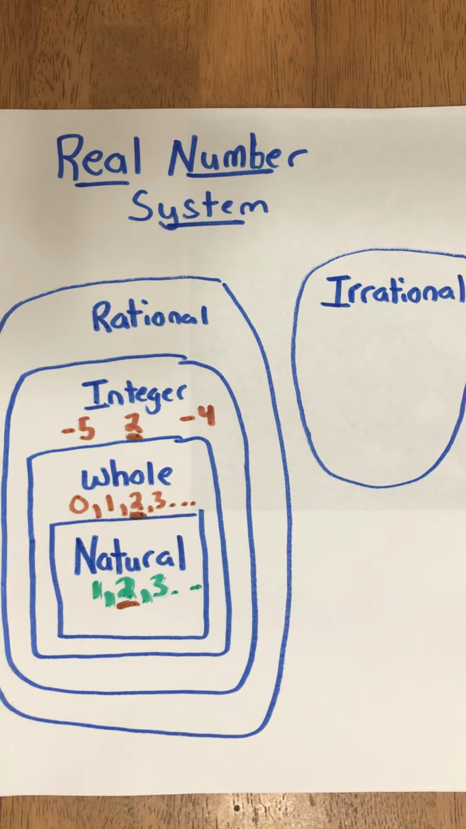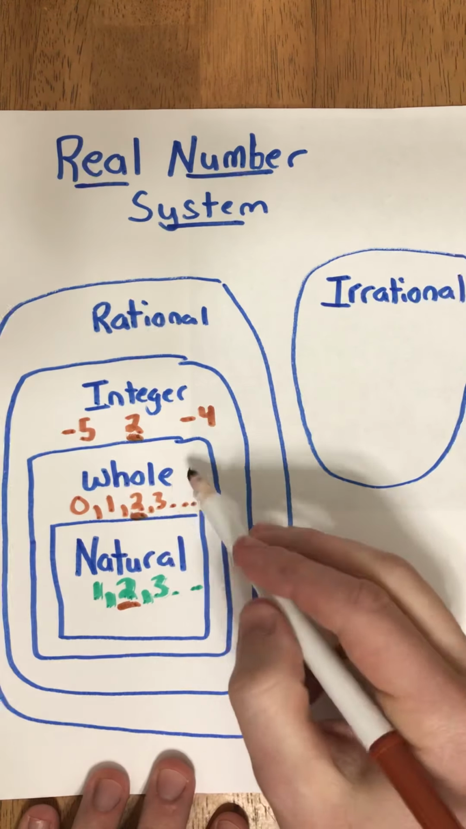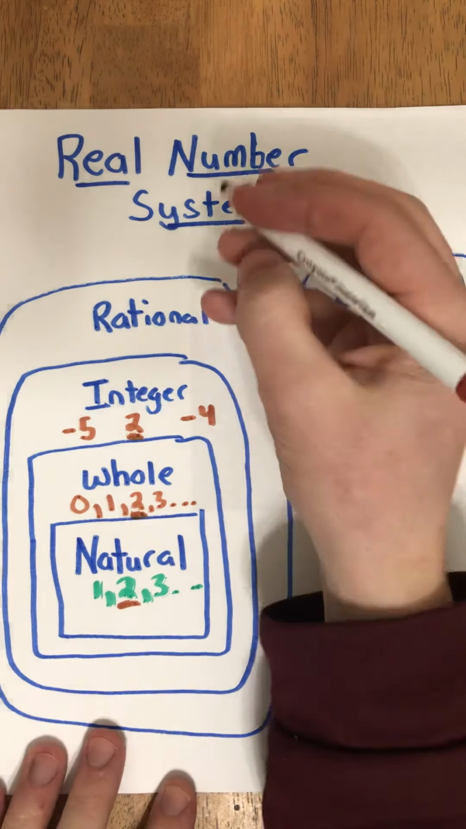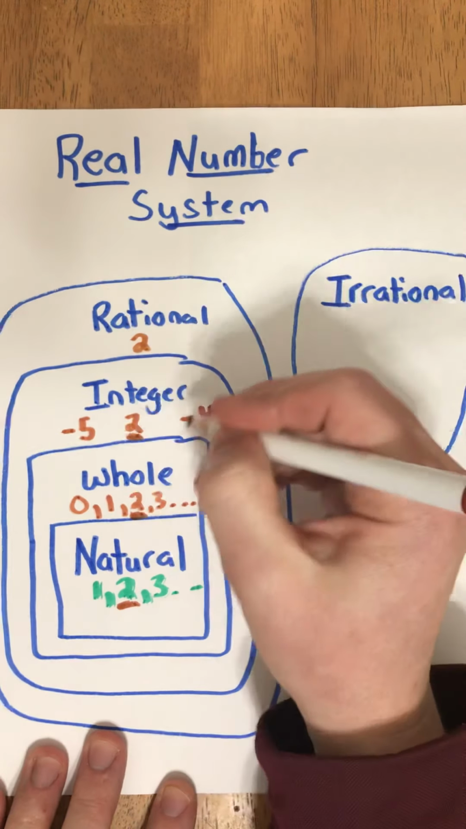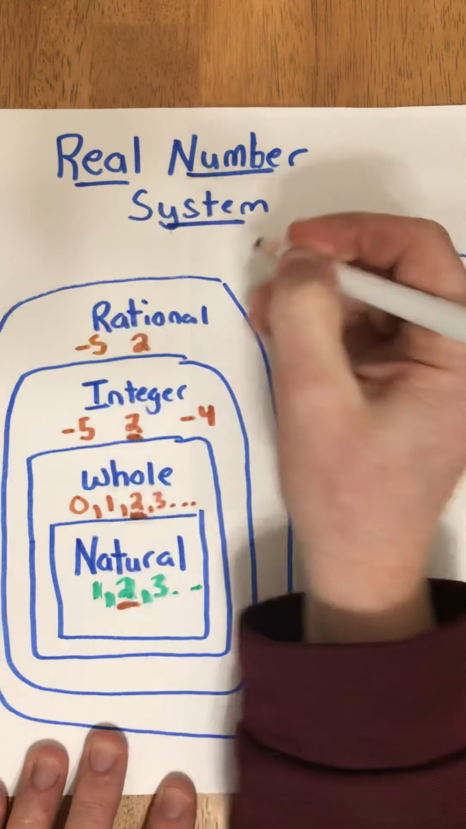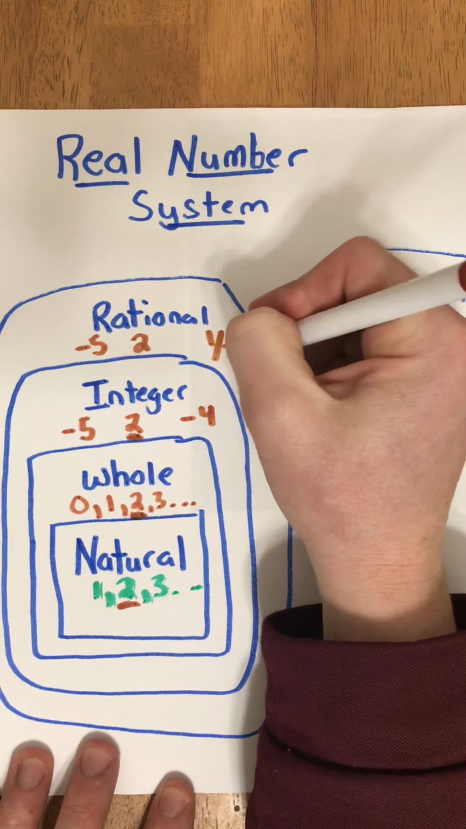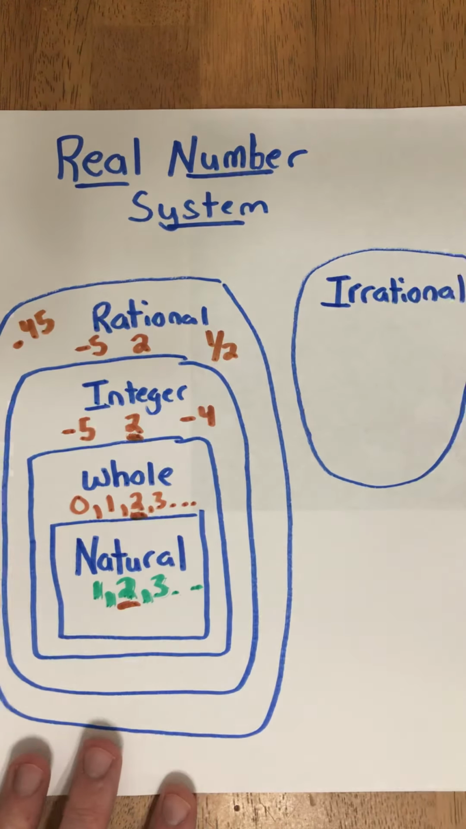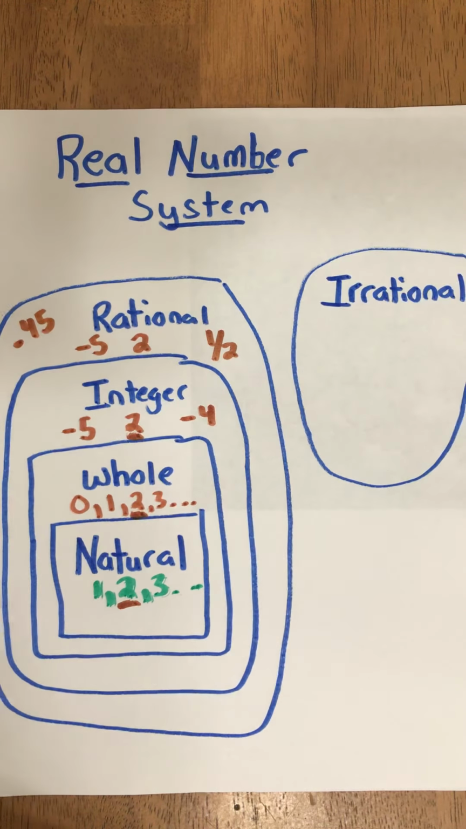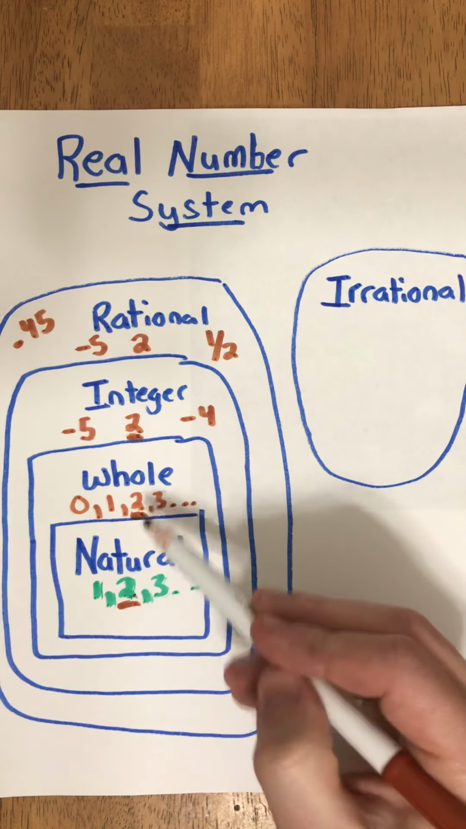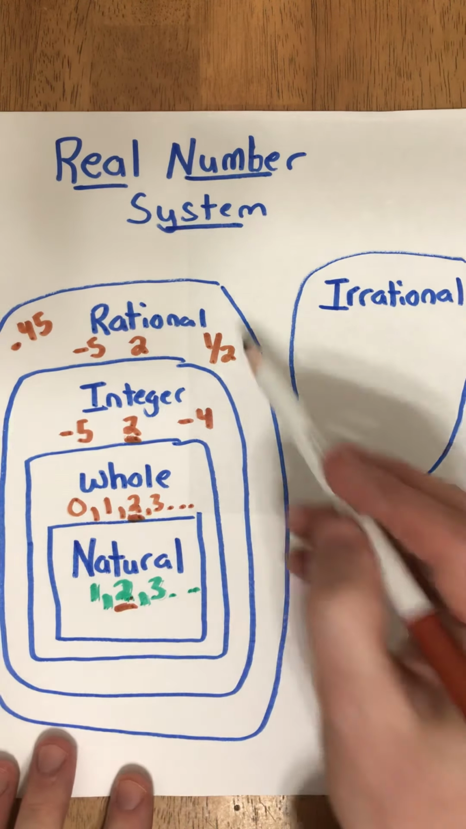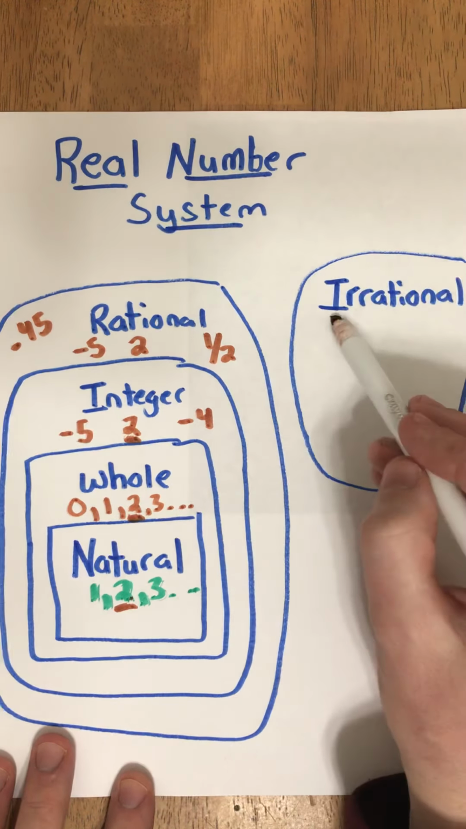Now, rational numbers are any of these types of numbers, so natural, whole, integer, and they're going to include our fractions and our decimals that stop. So they're going to include numbers like 2, numbers like -5, and they're also going to include numbers that are fractions like 1/2 or 0.45. Okay, these are all going to be examples of rational numbers. Now notice 2 was a natural number, whole number, integer, rational. Okay? Now, if it's none of those things, then it's going to be irrational.